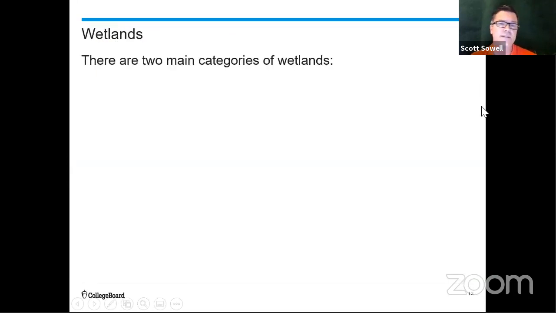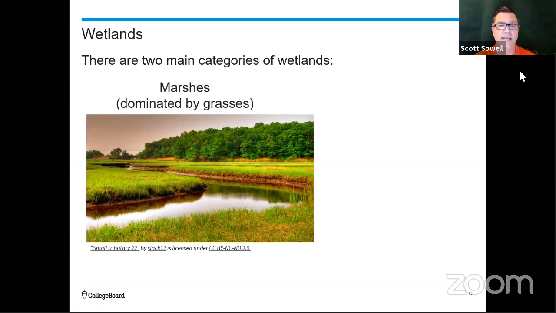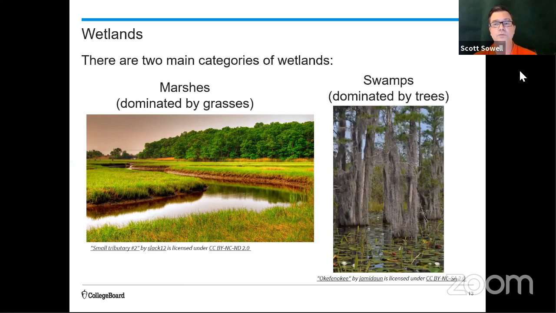Two big categories of wetlands. There are different categories, and there are other classifications, but the two that I think are worthy of looking at today are marshes, which are dominated by grasses, and swamps, which are dominated by trees. Both wetlands, but two different types of dominant vegetation.